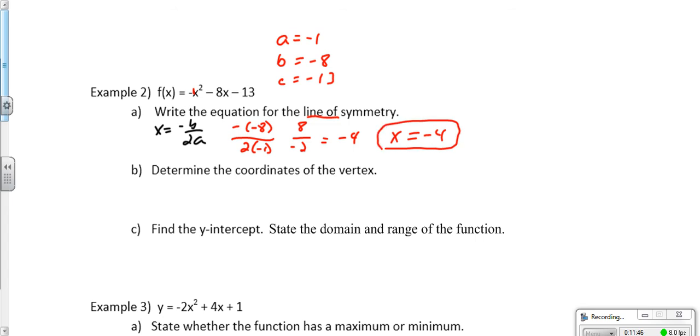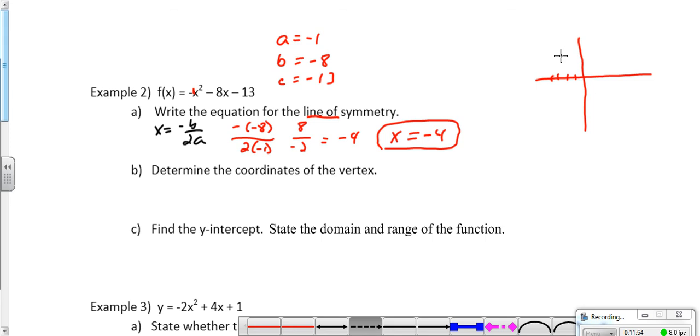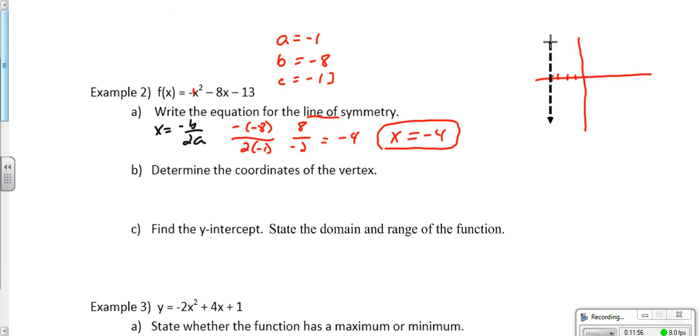So I'm just going to do this on the side here. Real rough. 1, 2, 3, 4, and we just found this information. That's our line of symmetry. It goes through negative 4. What's the vertex? Well, we said that if we know the line of symmetry, then we know the x value of the vertex, because it's going to be on this line somewhere. Now what is the y?